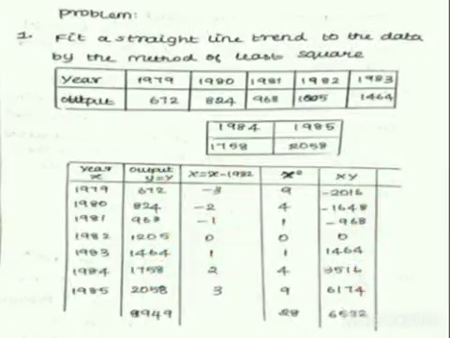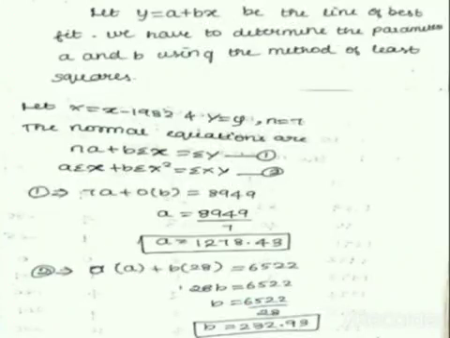After that you have to find the values of summation. Summation y will be 8949, so you have to add all the values in y. And then you have to find summation X square, which is if you add all the terms in X square, you will get 28. And then you have to find the value of summation XY. You have to add all the terms in XY, you will get 6522, which is your summation XY value. Because in our formula, we need the values of summation X, summation y, summation XY and summation X square, so that we are finding the values.